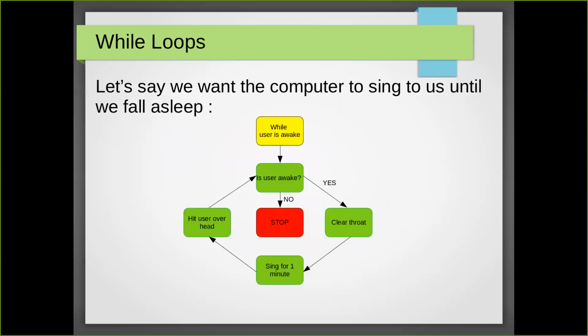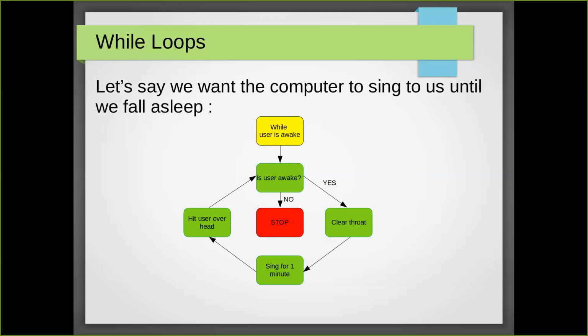So the other kind of loop we said is a while loop. Let's imagine we wanted our computer to sing to us while we fall asleep. Probably not advisable. So essentially what we would do there is to say, okay, well, while the user is awake, keep going around this loop. So the first thing it'll ask is, is the user awake? Well, presumably they're awake at the start. So that's why we've entered into the loop.